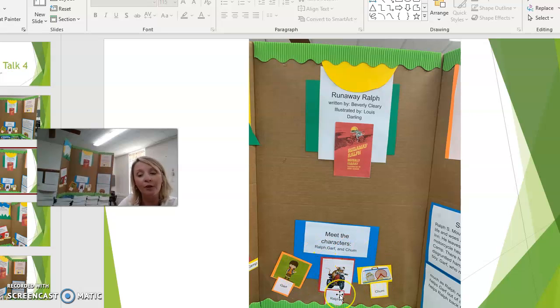The main character or protagonist is Ralph. He meets Garth at summer camp, and he also meets Chum. And all of them have a similar problem, and I'll talk about that when I get to theme.